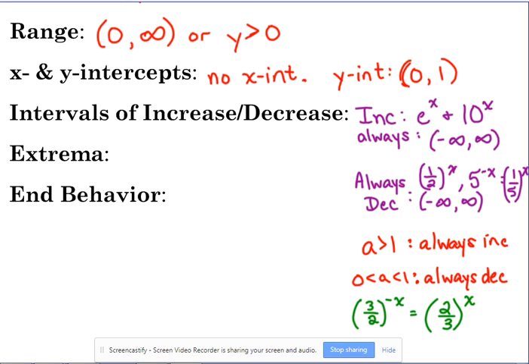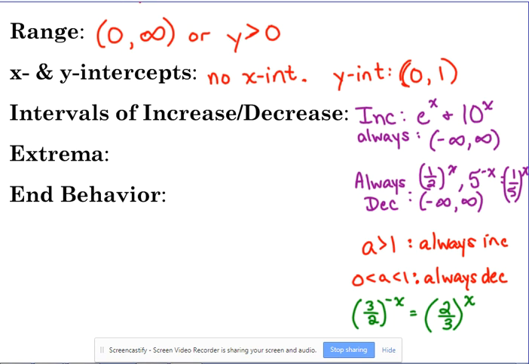Also be careful, a lot of people want to say if a is a fraction... Be careful with saying that because 3/2 is a fraction, okay? But it's a fraction that's greater than 1. So don't just say if a is a fraction, then it's always decreasing. It depends on whether that fraction is greater than or less than 1.